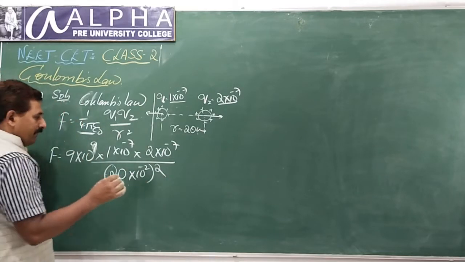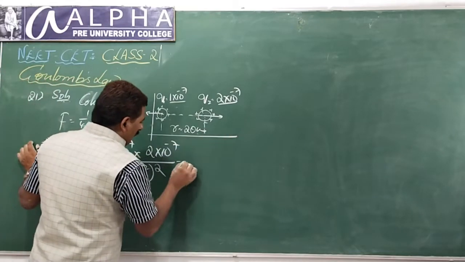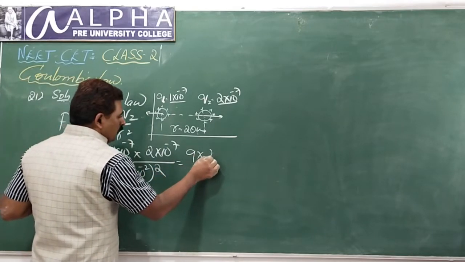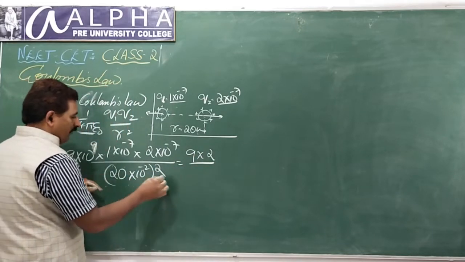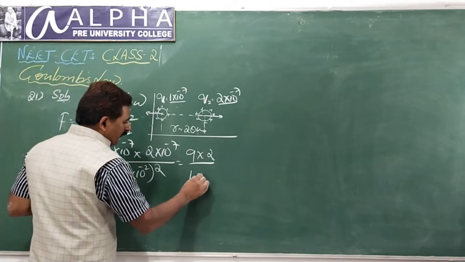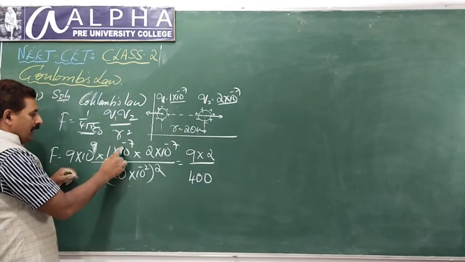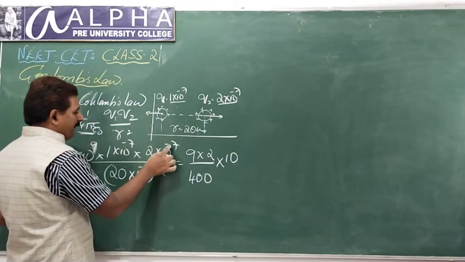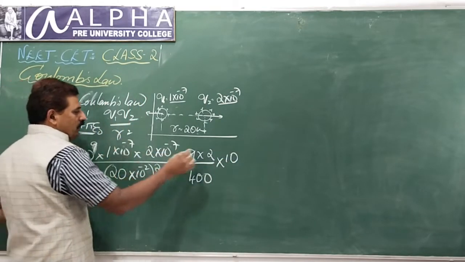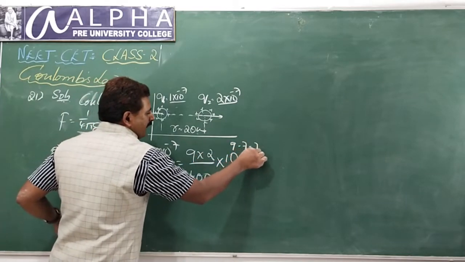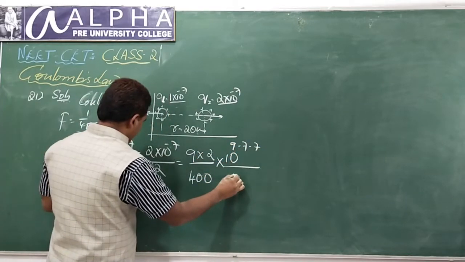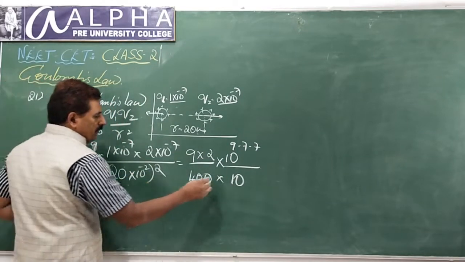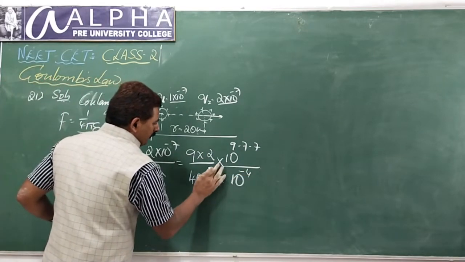Very simple. Now you collect the values on one side: 9, 2, and this 20 square, 400. Add the powers now: 10 to the power minus 7, minus 7, minus 14. You can do this way: 9 times 10 to the power 9 minus 7 minus 7, divided by 10 to the power 2, to the minus 4, minus 4.